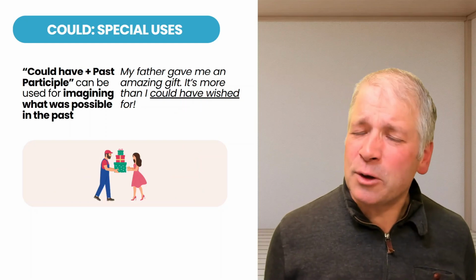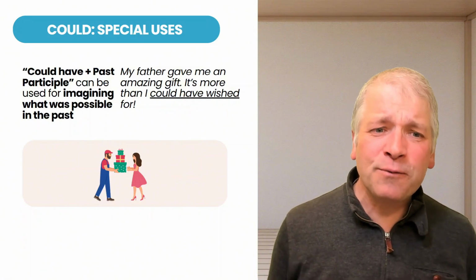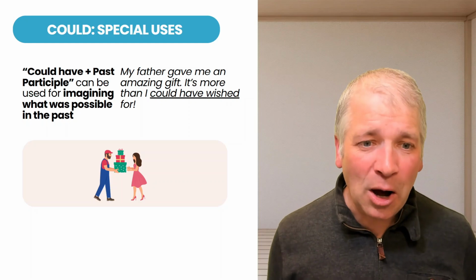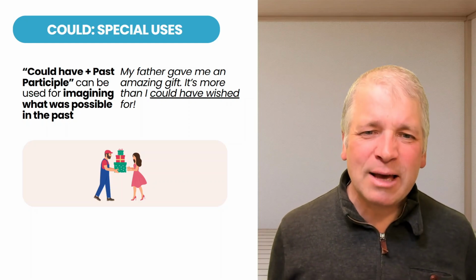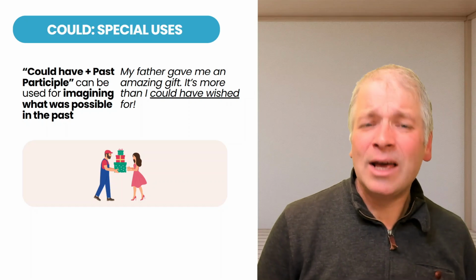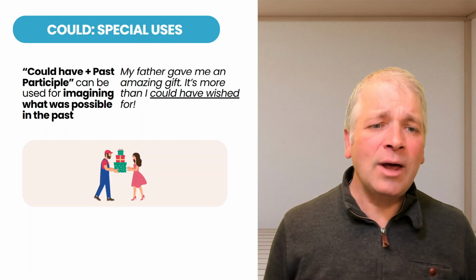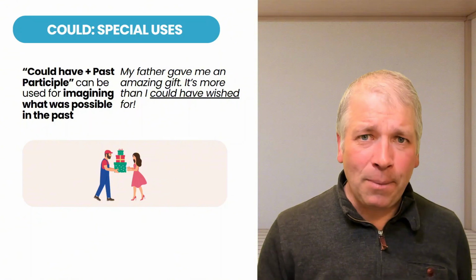And another special use is could have, followed by the past participle, can be used for imagining what was possible in the past. This lady's received a wonderful gift. And she says, my father gave me an amazing gift. It's more than I could have wished for. So I could have wished for, I'm imagining what was possible in the past.